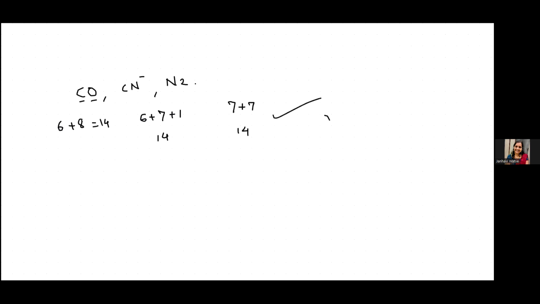Next, N2O and CO2. Now, can you work out the answers for N2O and CO2 and tell me whether these two are isoelectronic species? Let me know in the comments below.